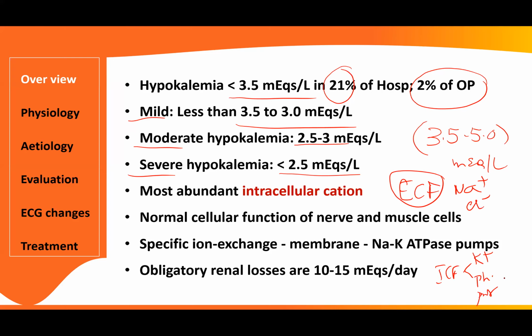So we are interested in this because it is the major intracellular cation. Normal cellular function, nerve and muscle function, requires the exchange of sodium and potassium at the cell membrane. Cell membrane depolarization, all of you know, is movement of sodium into the cell and movement of potassium outside the cell. That is required both in skeletal muscle, smooth muscle, the cardiac syncytium, and for nerve function.